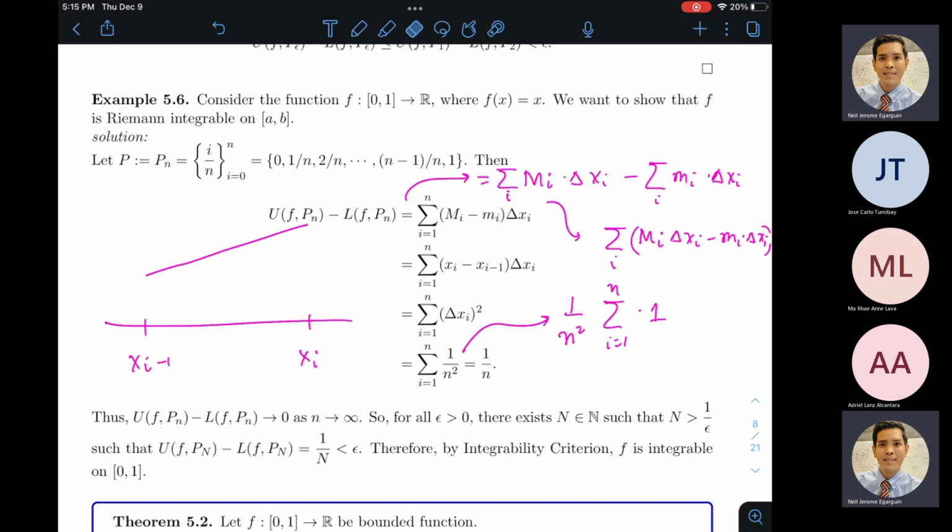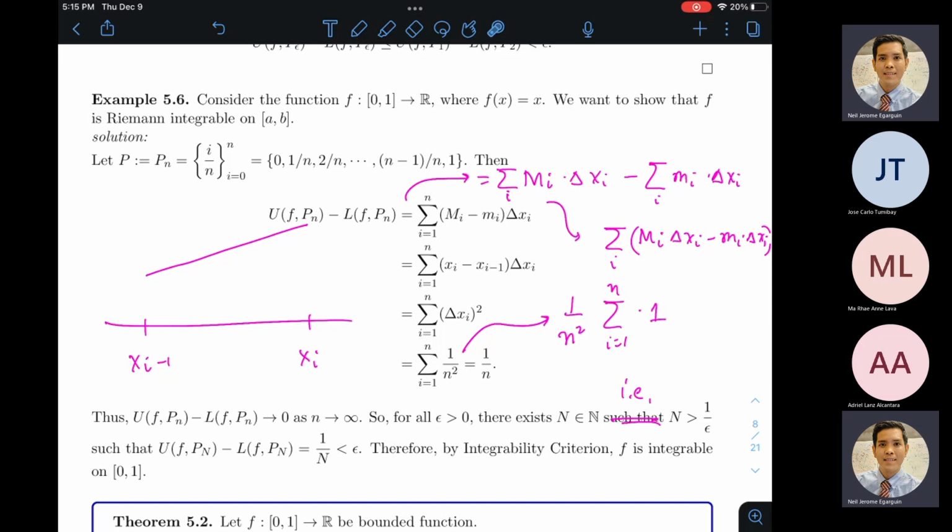Medyo kakaiba pala yung wording, no? There exists a capital N greater than 0. Pwede ito ay that is, right? Capital N must be greater than 1 over epsilon kasi ang challenge dito ay epsilon na naman. Ang challenge ay si capital N dun sa definition ng convergence ng sequence, all right?